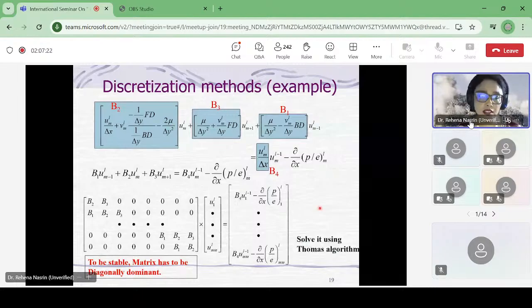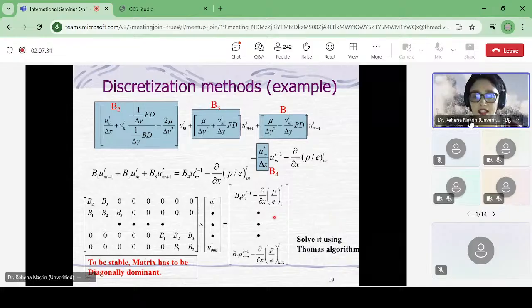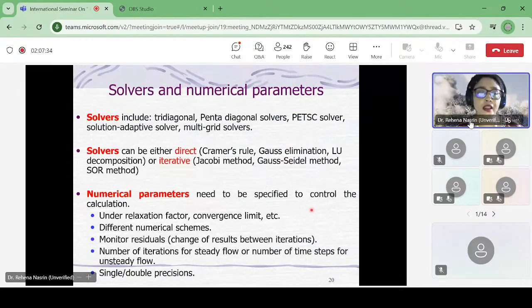Finally, after discretizing all the equations, we get a matrix. To be stable, this matrix has to be diagonally dominant. We solve it using the Thomas algorithm, and we use a solver. The solver can be either direct, like Cramer's rule, Gauss elimination technique, LU decomposition technique, or an iterative process like the Jacobi method, Gauss-Seidel method, successive over relaxation method. We can use any of these methods.